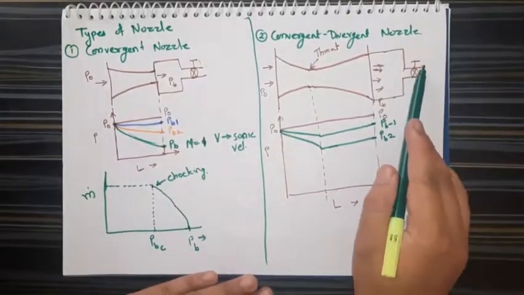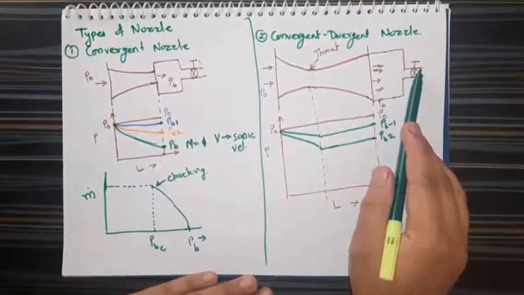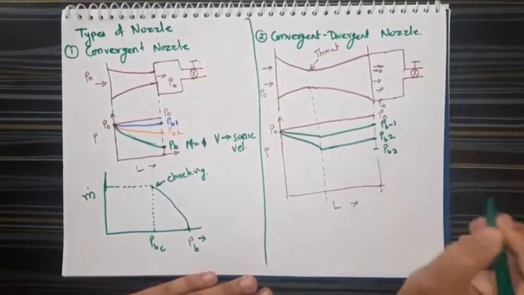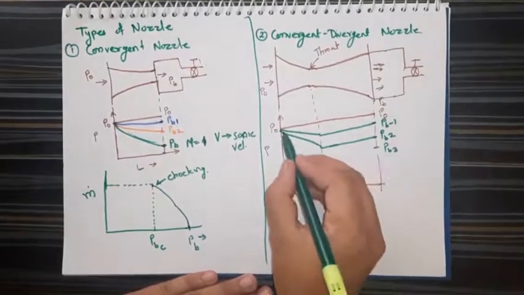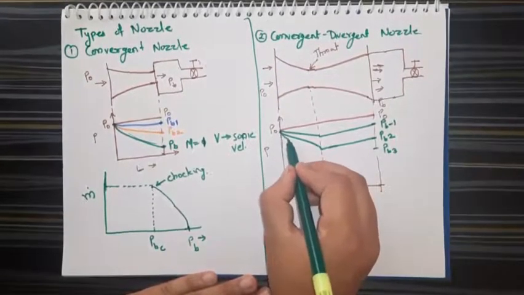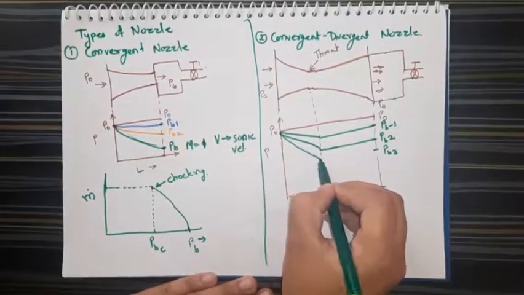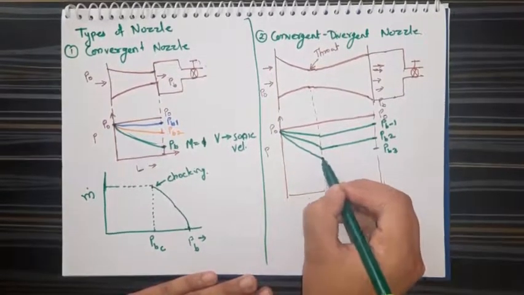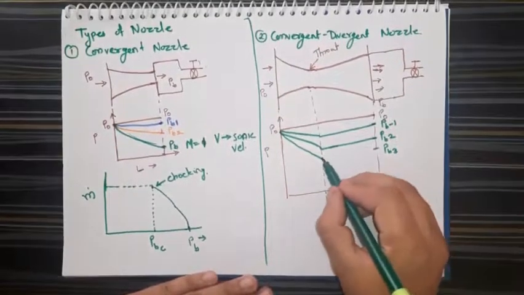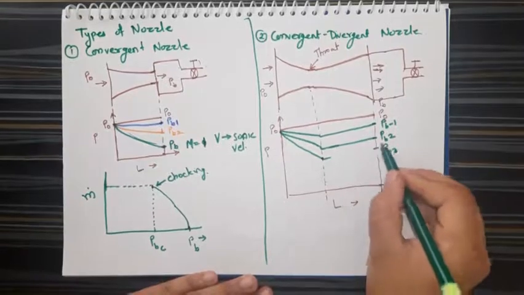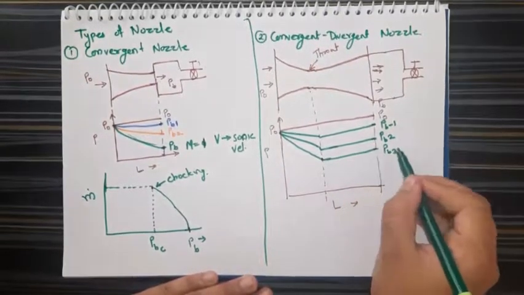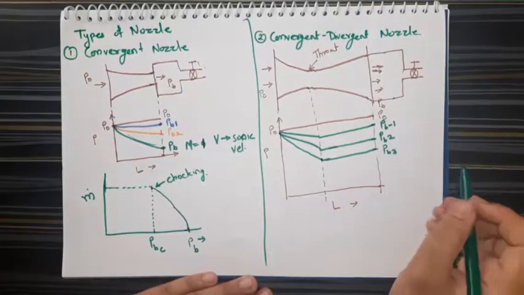Further, if we allow this valve to open, let's say PB3, and let's say here in the convergent section it will reach this maximum condition, that is sonic velocity. Once it reaches sonic velocity, as this pressure is above this condition, it will again go back so that it reaches PB3.